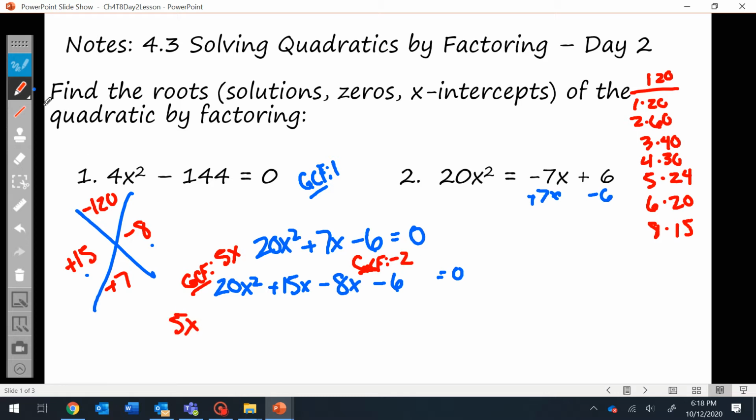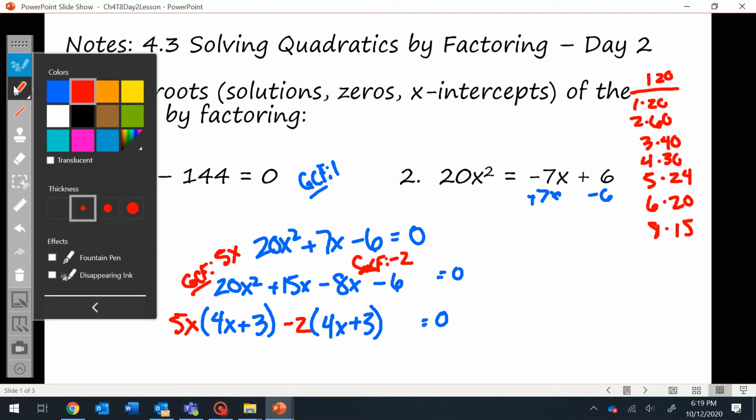So I'm going to factor 5x out of the first two terms, be left with 4x plus 3. I'm going to factor negative 2 out of the second two terms. I'm going to be left with 4x plus 3, and then equals 0. Alright, so these two have a factor in common.